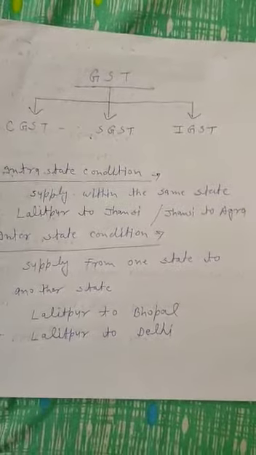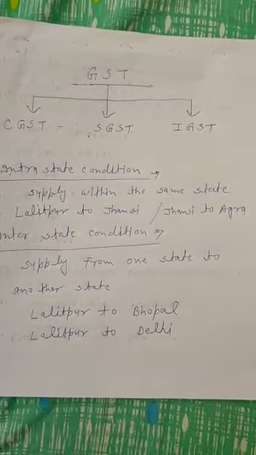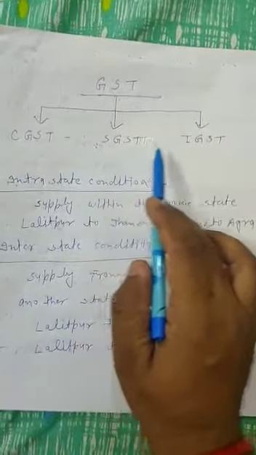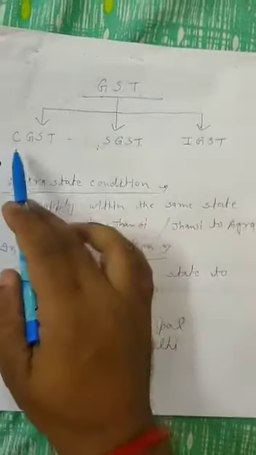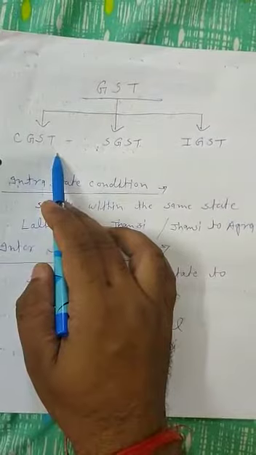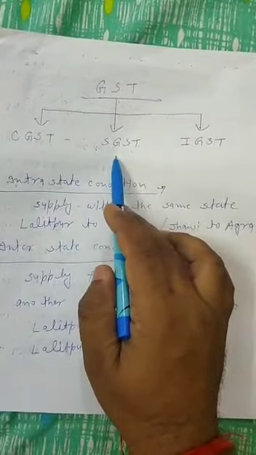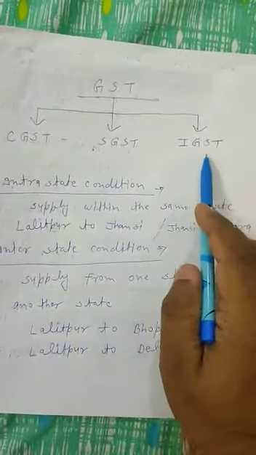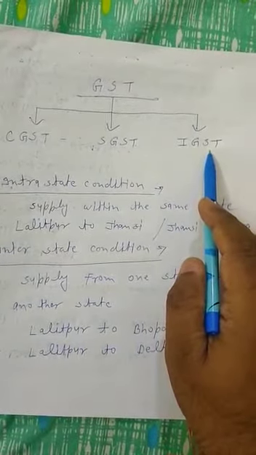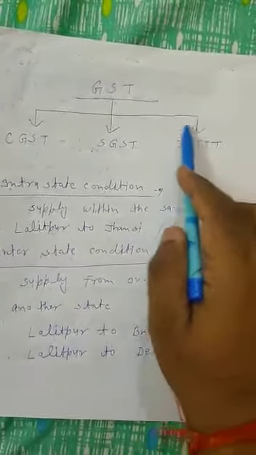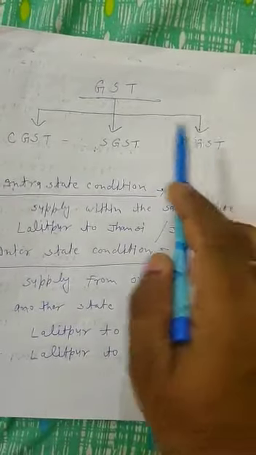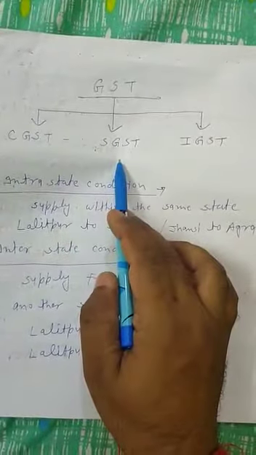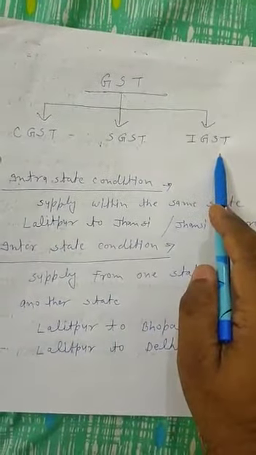Now GST has three types. First is CGST, second SGST, and third is IGST. CGST means Central GST. SGST is received by the state government, as for the state. And IGST, Integrated GST, is received by the central government. Central GST, State GST, and Integrated GST.